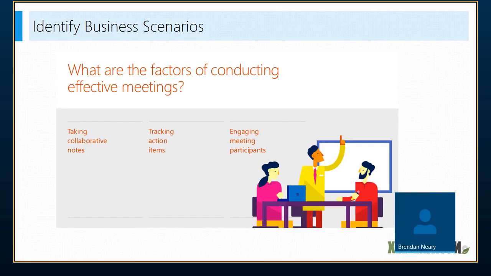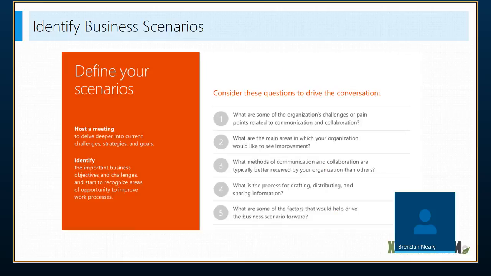Move on here. So here's another example. Remember we saw also, what are the factors of conducting effective meetings? In this case, there are three areas where our customer felt like, hey, we could do a better job of taking collaborative notes, tracking action items, and engaging meeting participants. So clearly, they sat down and they came up with some areas where they felt like they could improve.